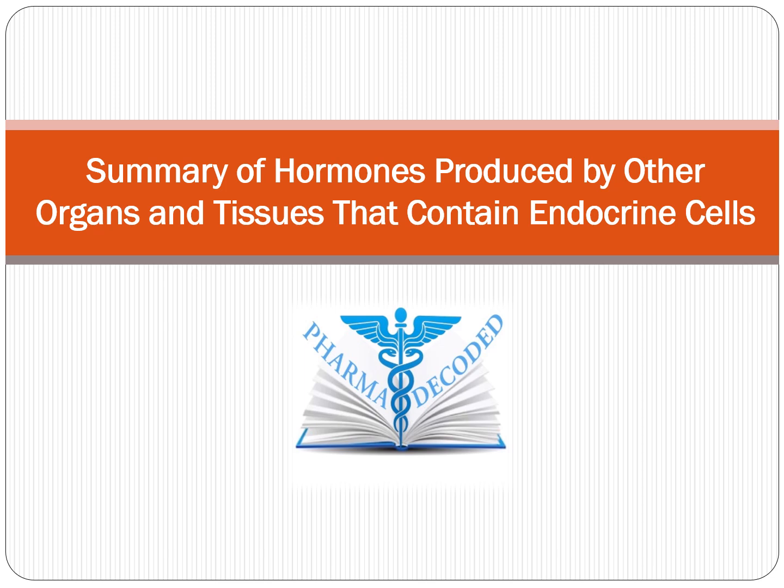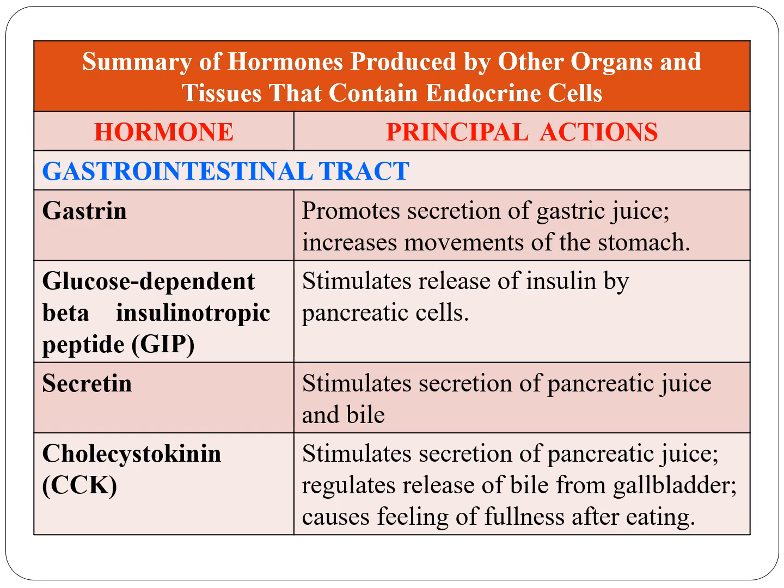Hello everyone, now let us discuss the summary of hormones produced by other organs and tissues that contain endocrine cells. Other than the endocrine glands, here we will be discussing the hormones that are produced by other organs and tissues that contain the endocrine cells. First of all, coming to the gastrointestinal tract.